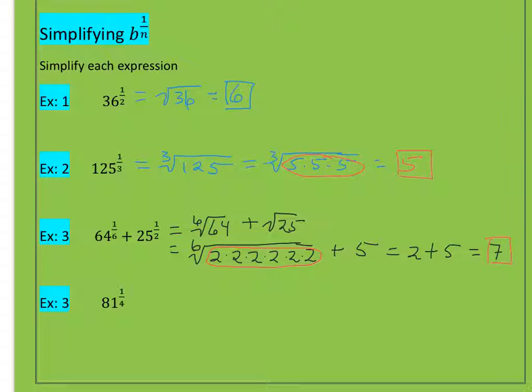The last example in this section is the 4th root of 81. So let's go ahead and switch that out, or convert it. And if you prime factor 81, it has four 3's.